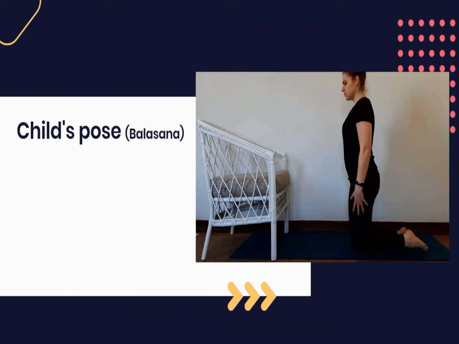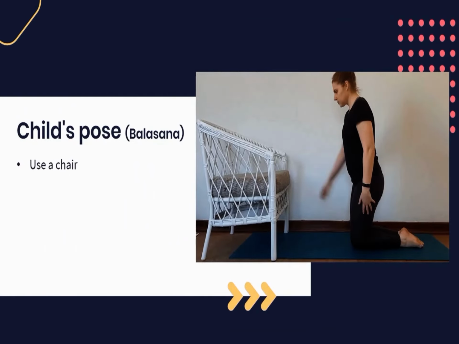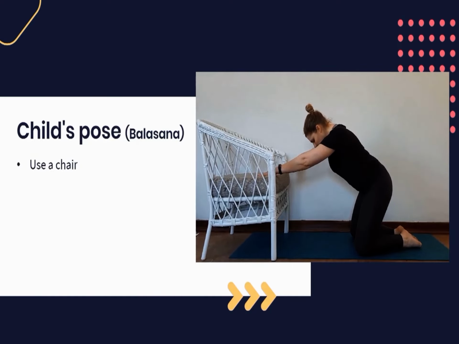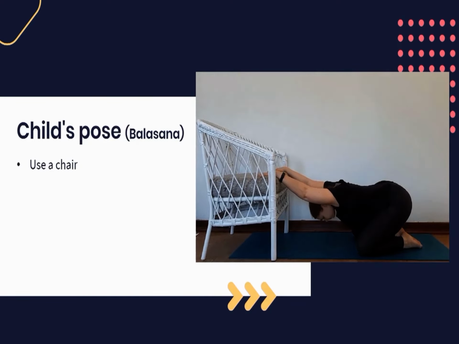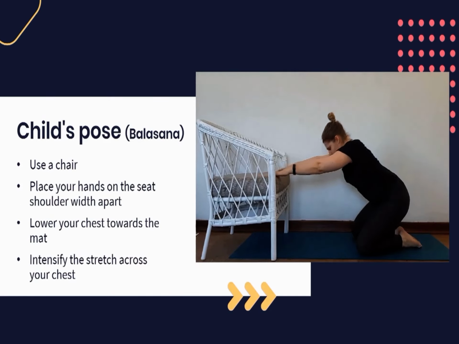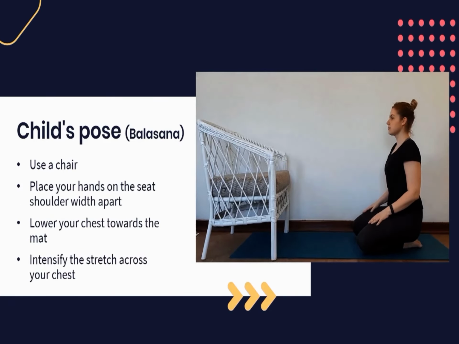Child's Pose, Balasana. Use a chair to help intensify the stretch across your chest and into your arms. Set yourself up in front of the seat of the chair on your knees. Place your hands on the seat with your hands shoulder width apart, and allow your chest to lower towards the mat. This intensifies the stretch across your chest and into your arms.